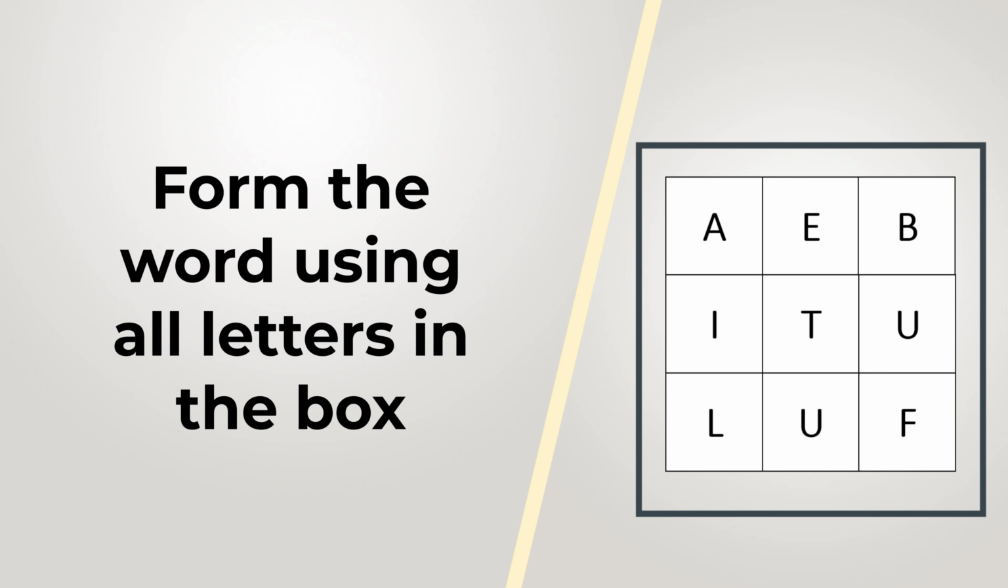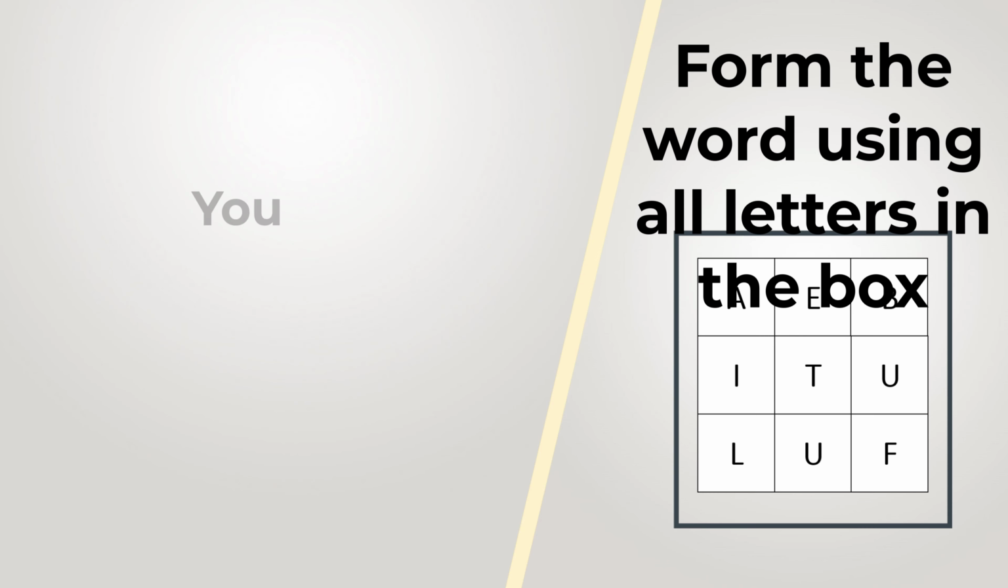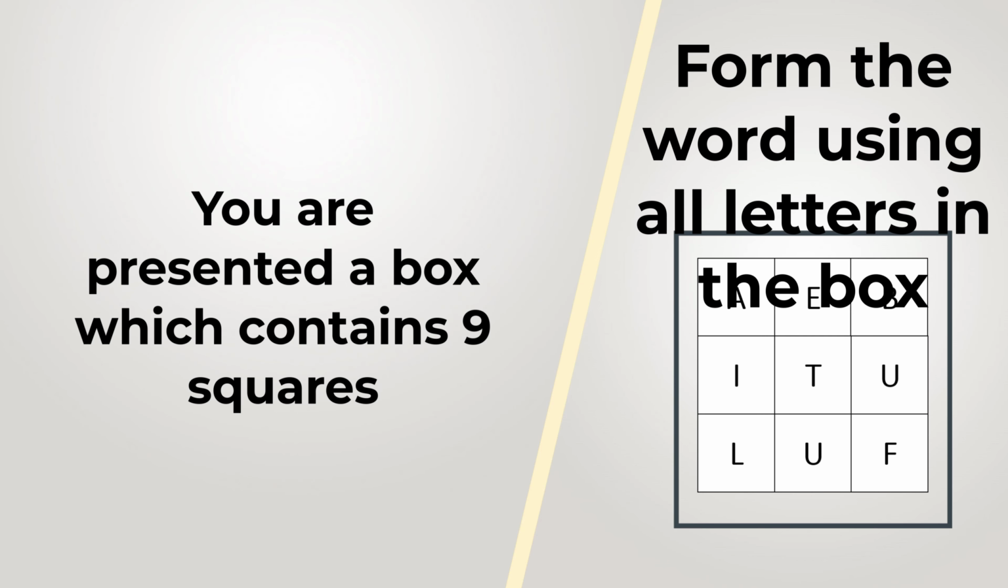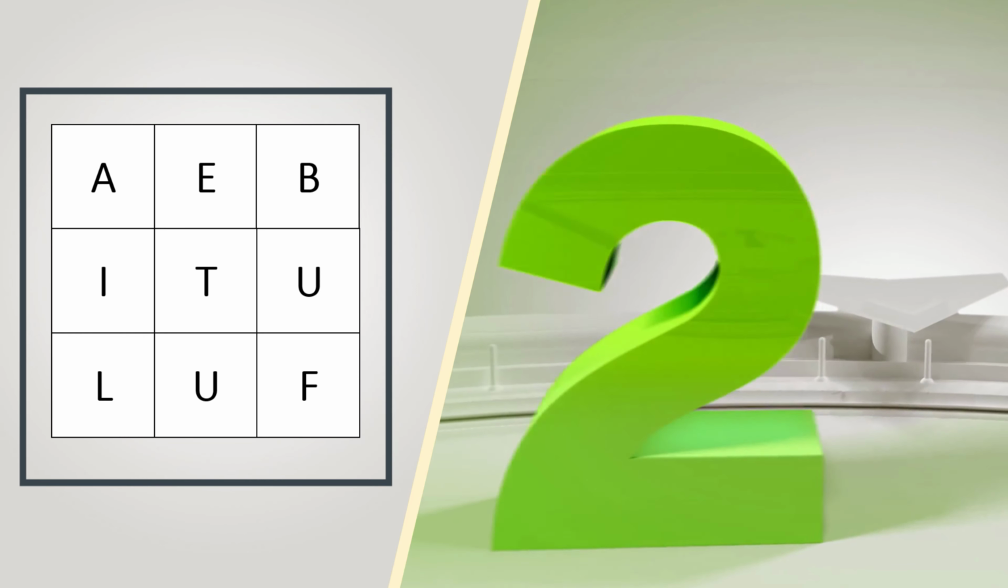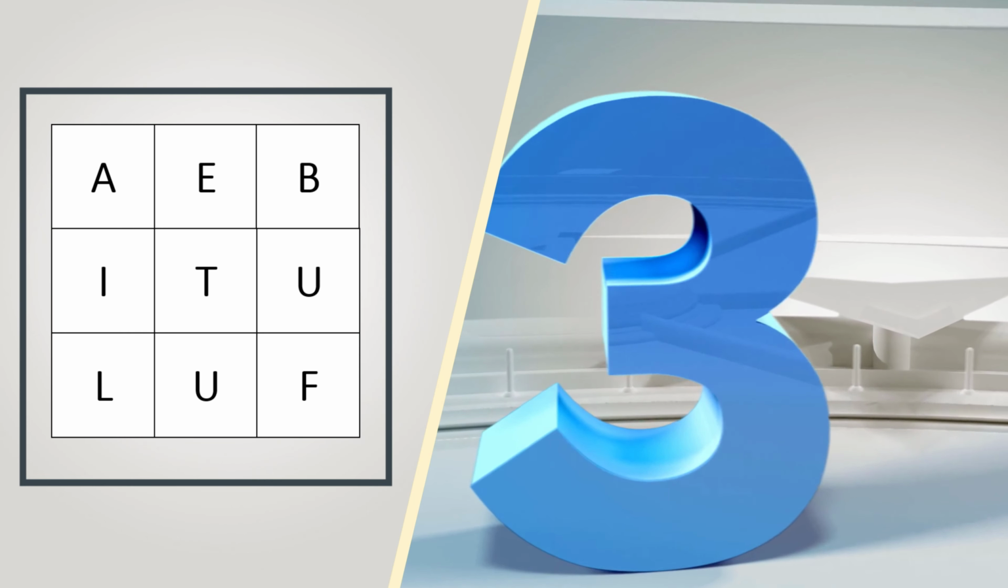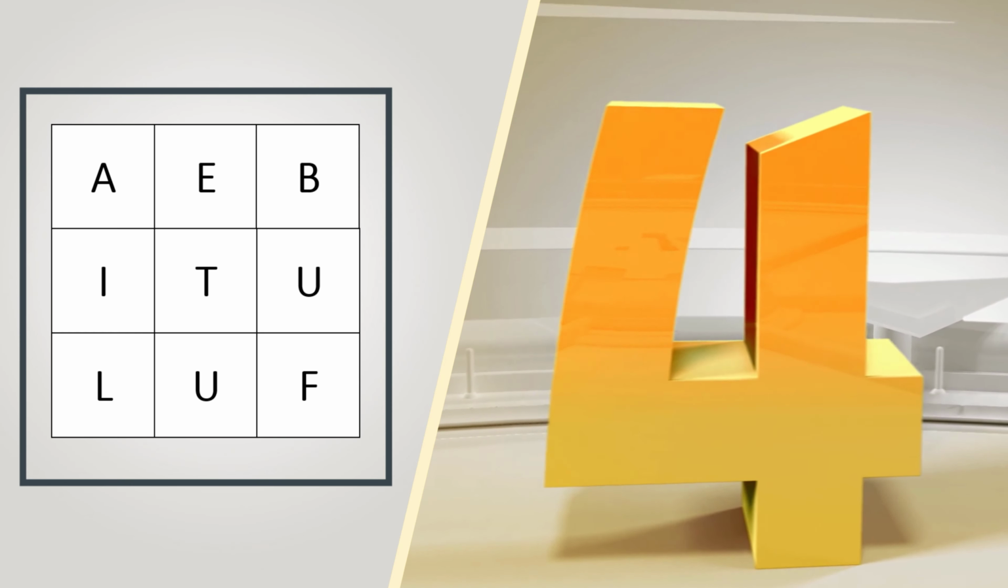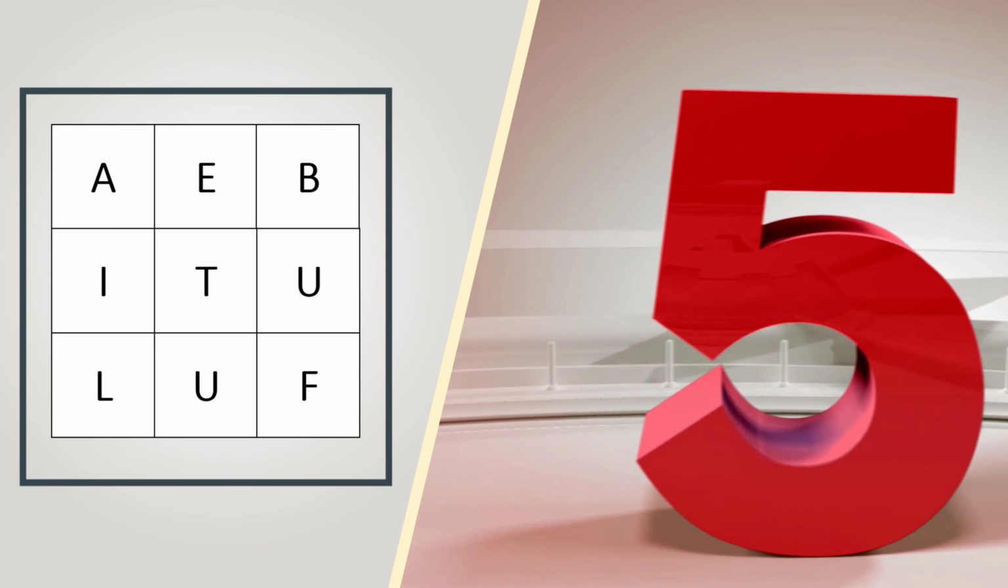Here is the tricky question, which tests your imagination, knowledge of English words, and logical reasoning. What word can you form using all the letters in the box? You're presented with a box that contains 9 squares, and each square has a letter inside. Take a closer look at this picture and see if you can come up with the answer. This might be the right time to pause this video to see if you can come up with the answer on your own. Do you think you know the answer? Let's continue to see how we can solve this and get to the correct solution together.